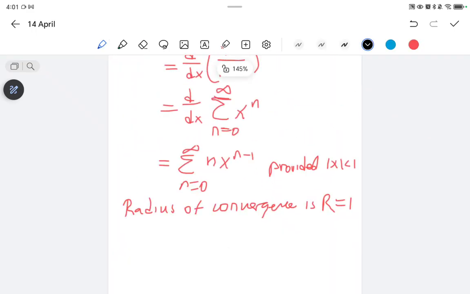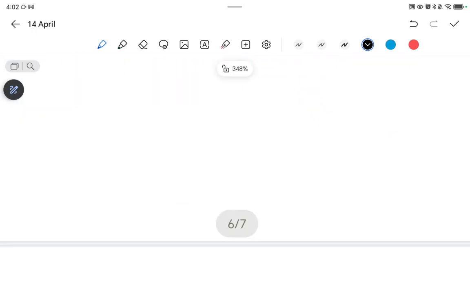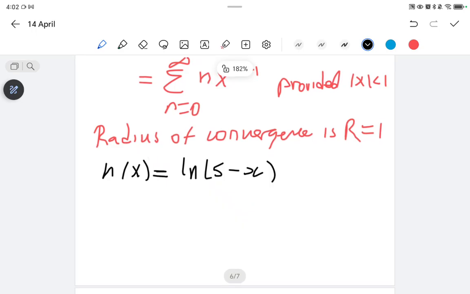Now another question that we have here is this. We have h of x is equal to ln of 5 minus x. Check this. I must change this, right? I should change this to 1 over 1 minus x. But can I integrate this? Can this question be integrated? No. You see, right? So the only way I can do that is by deriving.